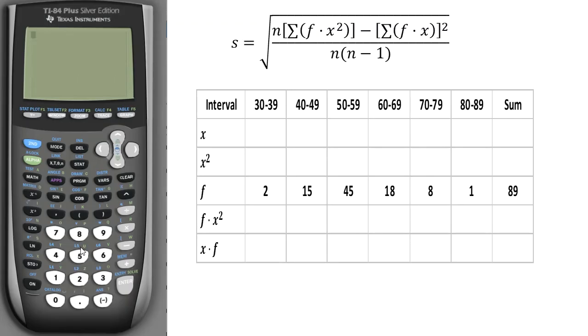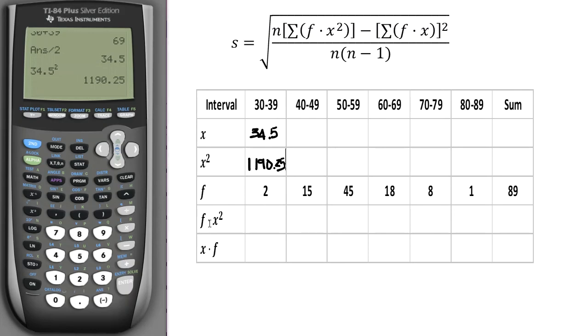Remember that X is a midpoint. Let me calculate the midpoint from 30 to 39. So I just take the average, 30 plus 39 divided by 2. Of course, that's going to give me 34.5. And then let me square that. 34.5 squared is going to give me 1,190.25, and I can go ahead and calculate that all the way through.